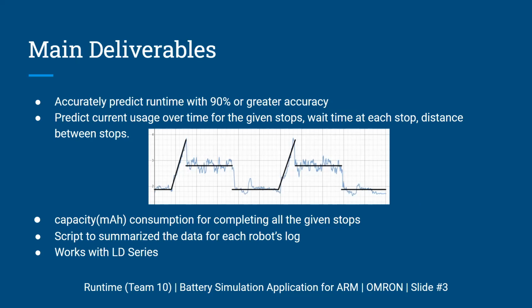And the main deliverables that we have is we're able to predict the runtime within 90% or greater accuracy. We're able to predict the current usage over time from the given stops, wait time at each stop, and distance between stops. And as you can see in the graph, the solid black line is the prediction from our model compared to the real data.